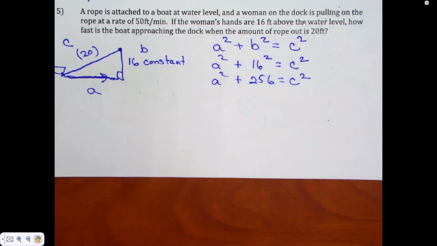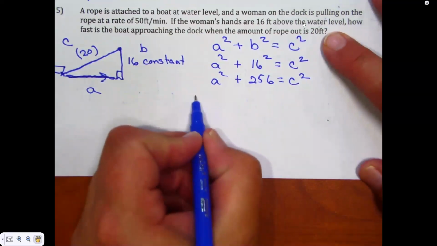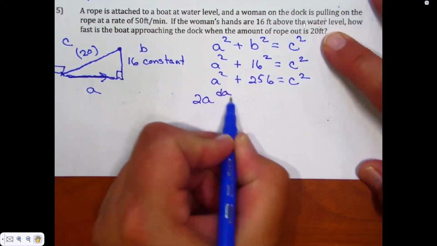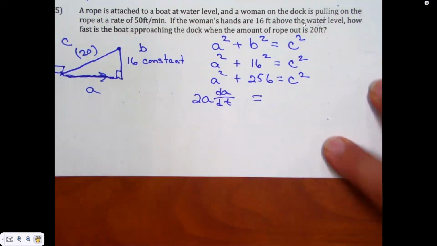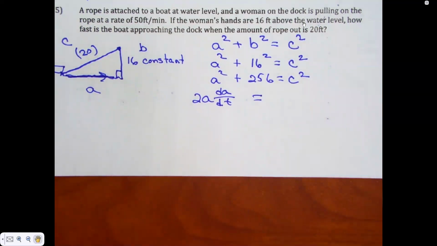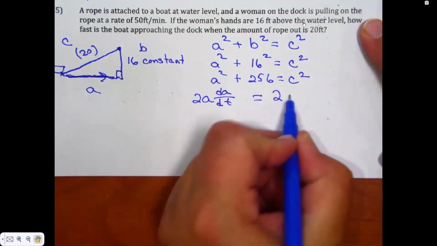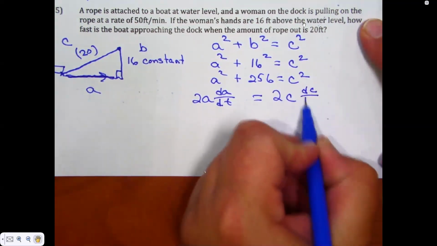All right, so, okay, who wants to try this? What's the derivative of A squared? 2A dA dt. Yep, 2A dA dt. And even better, who wants to do the derivative of 256? 0, right? He's gone. And then what's the derivative of C squared? 2C dC dt.